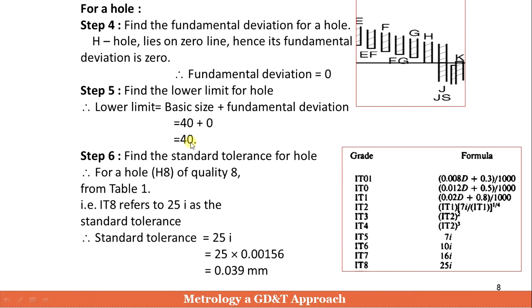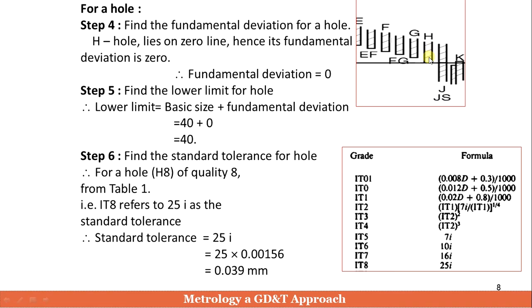Then after that we can find out the tolerance in this case. For that you have to find the standard tolerance, which can be found using the grade. The grade provided over here is 8. So from the table, IT8 will be 25 times I. 25 into I, we have already calculated I as 0.00156 in the earlier step 3. So we have the standard tolerance as 0.039 millimeter. So 0.039 millimeter indicates the size of this H.